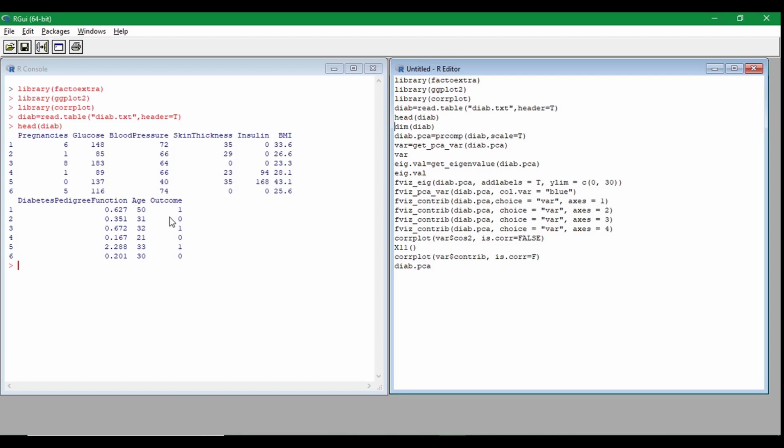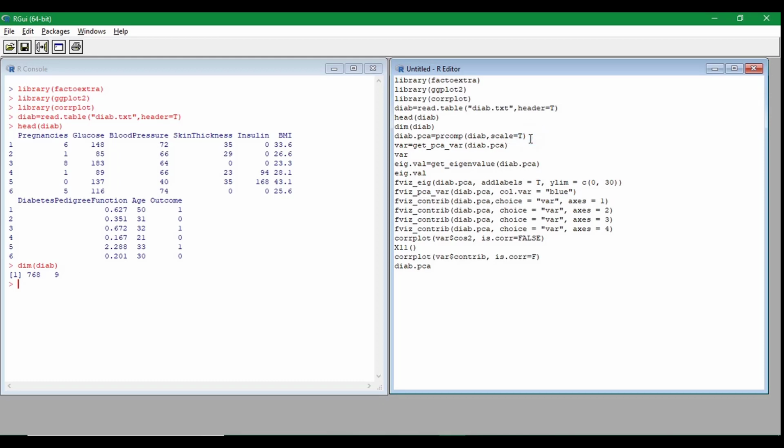So now let's go and view the dimension of our data set. So we can see that we have 768 observations and 9 attributes. So now we're going to run our principal component function on the data set. So we say diab.pca is equal to prcomp of diab, the data set, and scale is equal to true.